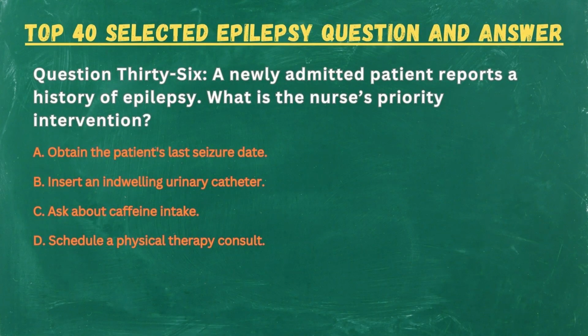Question 36. A newly admitted patient reports a history of epilepsy. What is the nurse's priority intervention? A. Obtain the patient's last seizure date. B. Insert an indwelling urinary catheter. C. Ask about caffeine intake. D. Schedule a physical therapy consult. Answer: A. Obtain the patient's last seizure date.